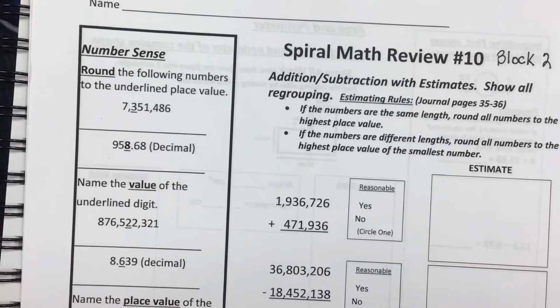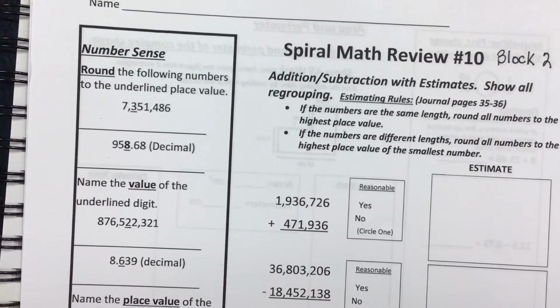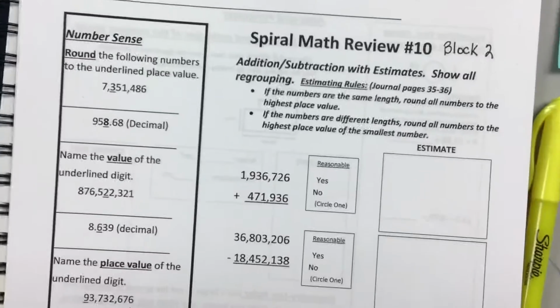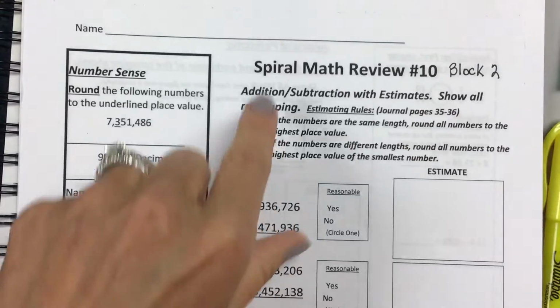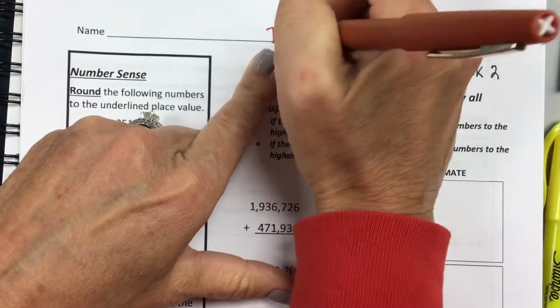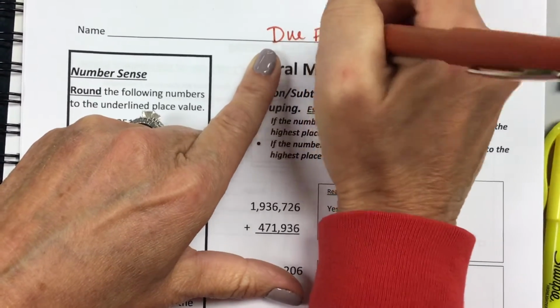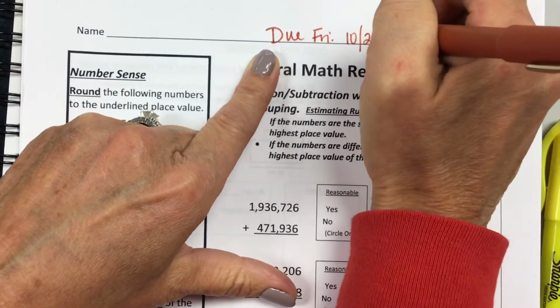Ready to go over Spiral Review 10. This is for Block 2 Math, Spiral Review 10. The first thing we want to put on here is that it's due Friday, October 29th.